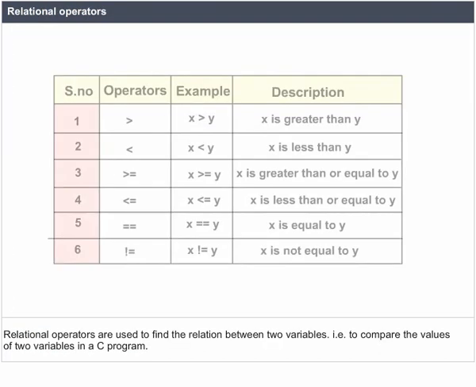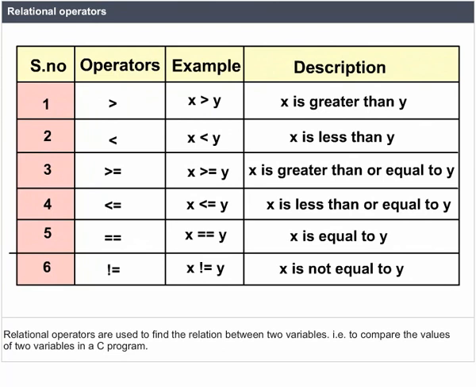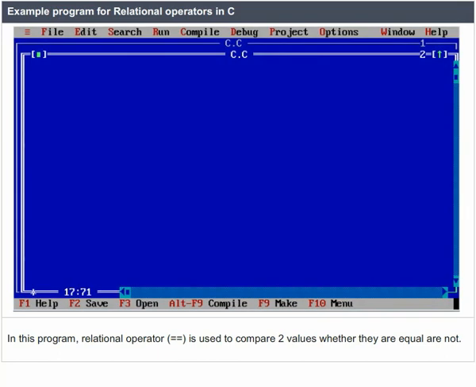Relational operators. Relational operators are used to find the relation between two variables, that is, to compare the values of two variables in a C program. Example program for relational operators in C.